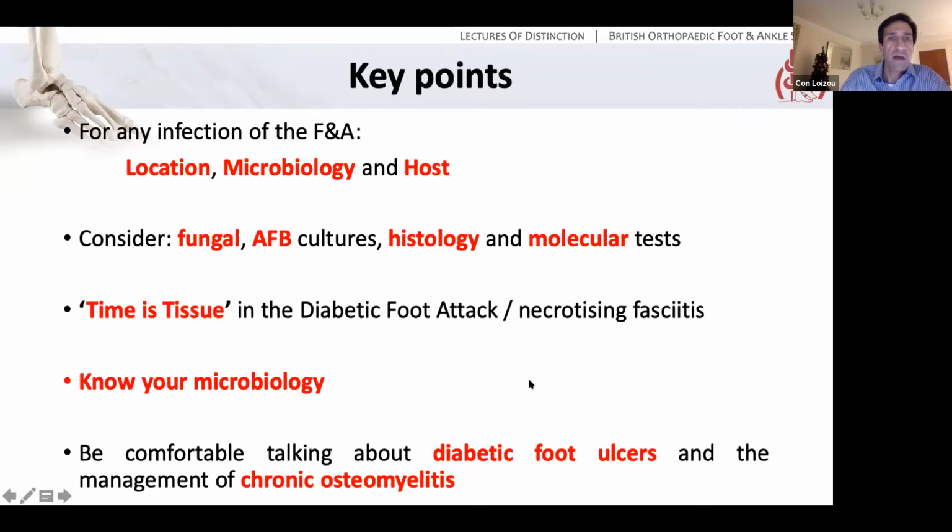Be comfortable about talking about the diabetic foot ulcers, how you score them with the SIMBAT score, the severity of infection, and the management using NICE guidelines with multidisciplinary diabetic foot care service. And also be able to talk a bit about management of chronic osteomyelitis, and the 5 cases and the 5 stages that we discussed earlier. So that's me, Ian.